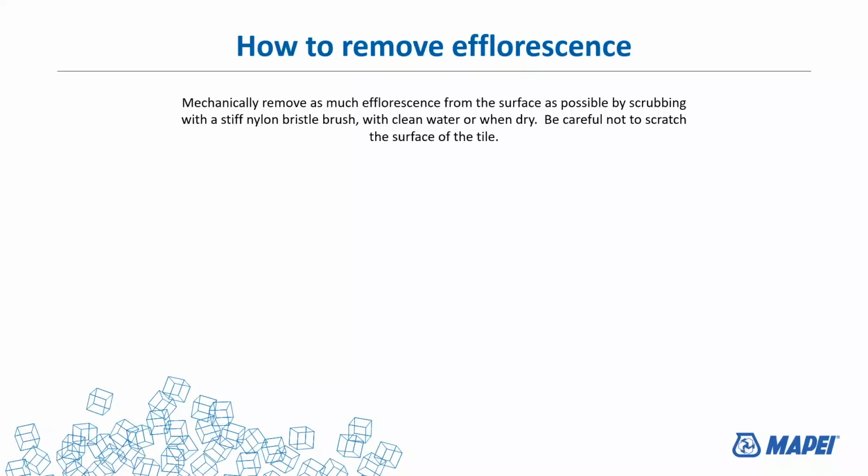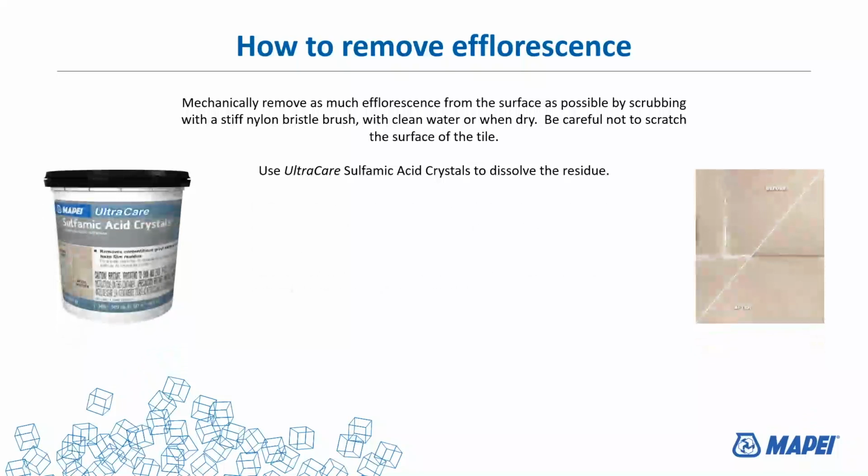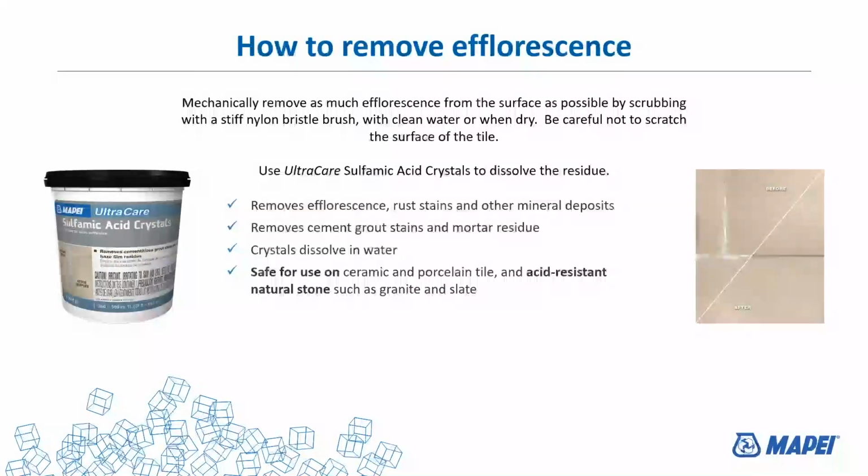Sulfamic acid crystals, guys, are really the go-to product in this situation. It is a great acid for removing efflorescence. It also removes things like rust stains, other mineral deposits, hard water, and things like that. It removes cement, grout haze, and mortar residues. You dissolve the crystals in water. A 1 pound container does about 1.5 to 2 gallons of water at about a 12% active acid when you dissolve all the crystals.